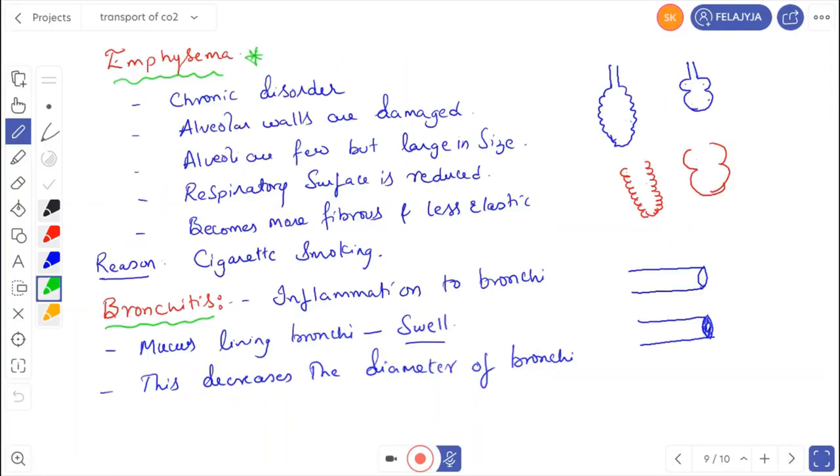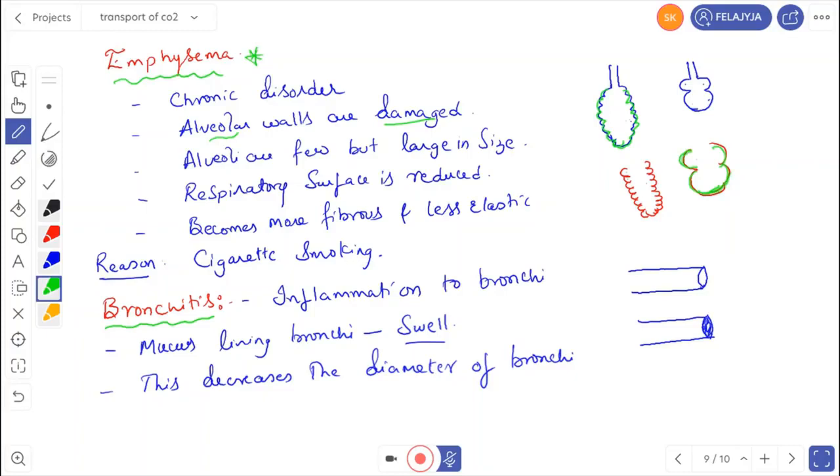Right, we go for the next one, emphysema. Emphysema is another disorder which is chronic. In emphysema, the alveolar walls are damaged. Here, this is the entire alveoli. So what is happening here? The alveolar walls are damaged and the alveoli become few and get enlarged in size. Here there are more alveoli, but here only few, and they are enlarging.